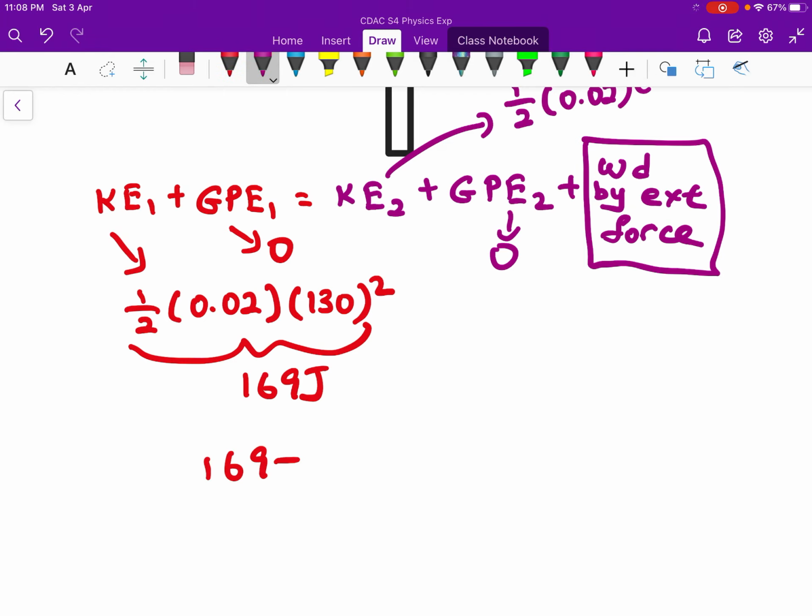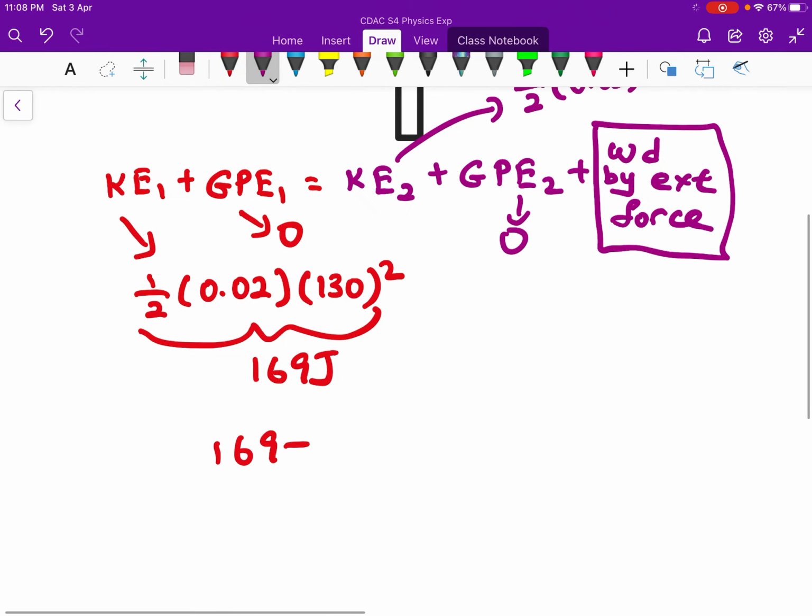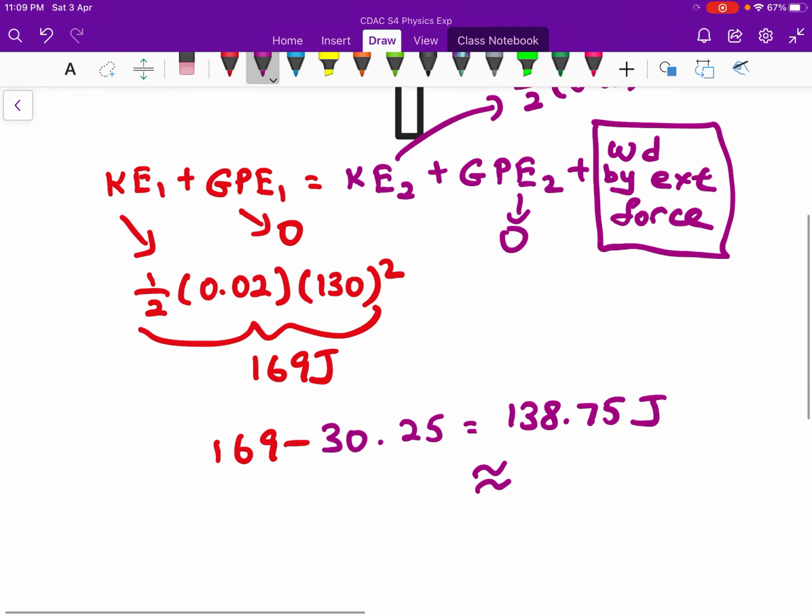So you should get 169 minus 30.25, which is about 138.75 joules. Just round off to 3 SF, 139 joules. Yeah, so you are correct.